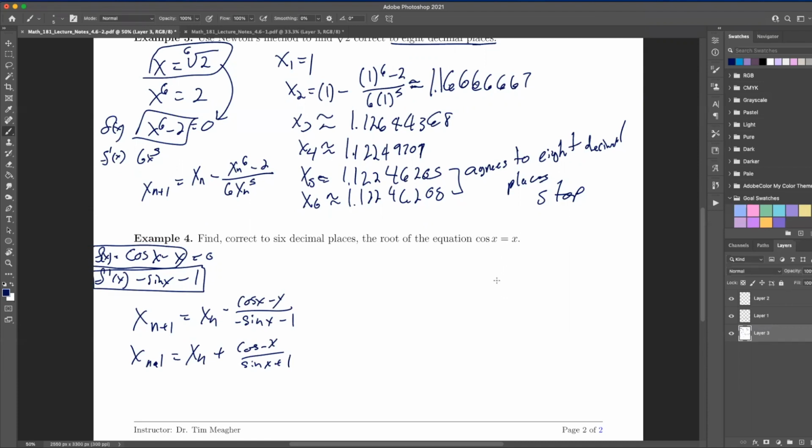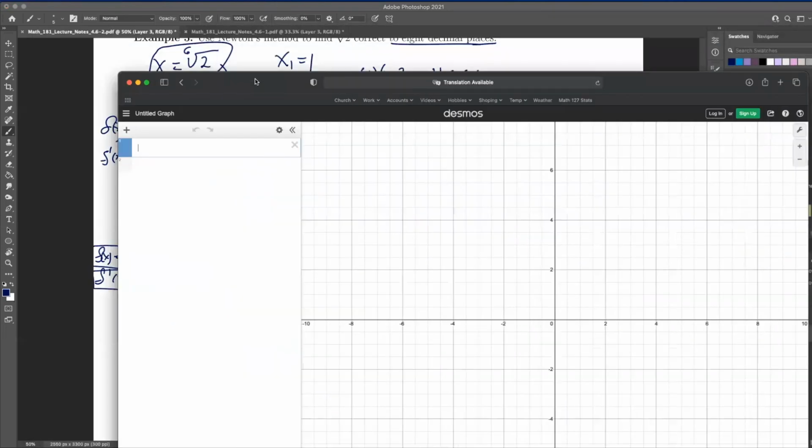All right, so what are we going to choose to be our first? Well, let's just graph it. Let's go to Desmos. I want to graph this awful function. I want cosine x minus x. Woohoo! Right? And so I'm looking for this point right here.